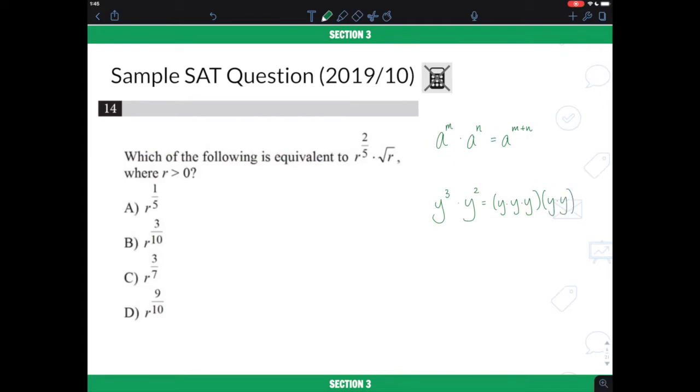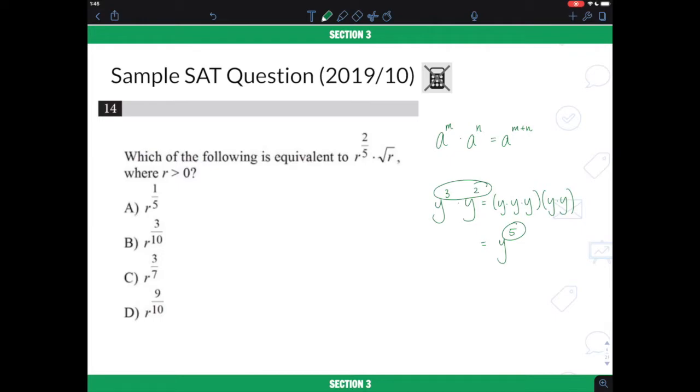So I ask you here, how many y's are being multiplied right here? There are 5 of them, right? So we can express this as y to the 5th power. Now you're looking at the powers right here, 3 and 2, and you think about how 3 and 2 can get us 5. And the simplest answer is, well, 3 plus 2 is 5. And this is how we come up with this property of exponents.